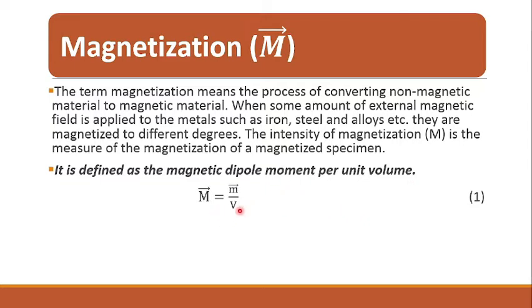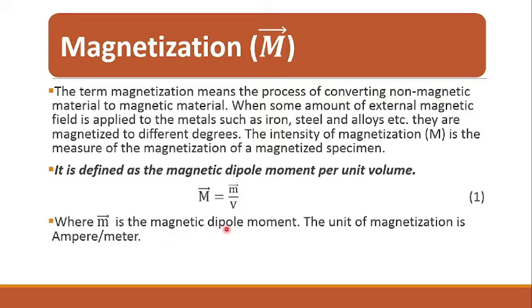M vector is equal to small m vector upon V, where small m vector is the magnetic dipole moment and V is the volume. The unit of magnetization is ampere per meter. Magnetization or magnetic polarization is the vector field that expresses the density of permanent or induced magnetic dipole moments in a magnetic material. The origin of magnetic moments responsible for magnetization can be either microscopic electric currents resulting from the motion of electrons in an atom, or the spins of the electrons or the nuclei.